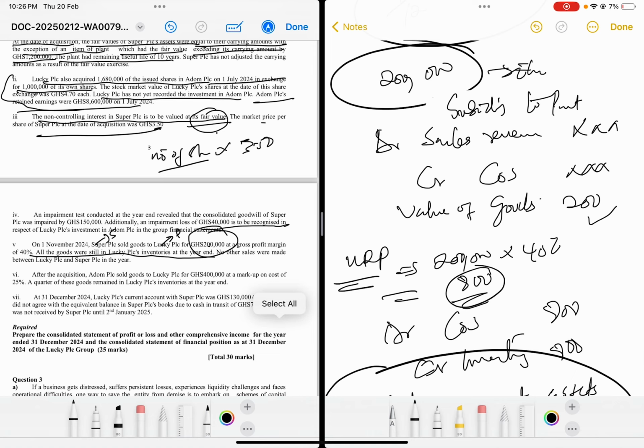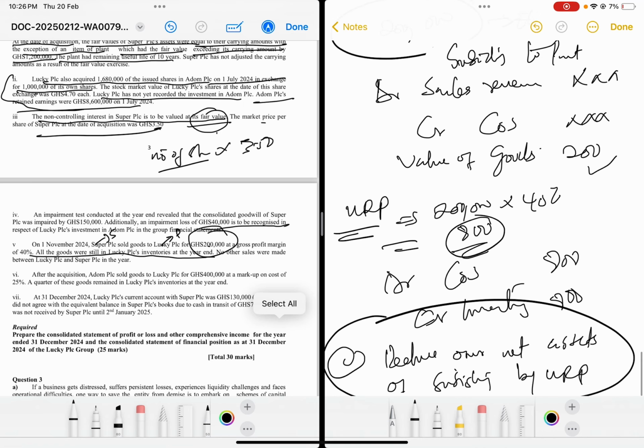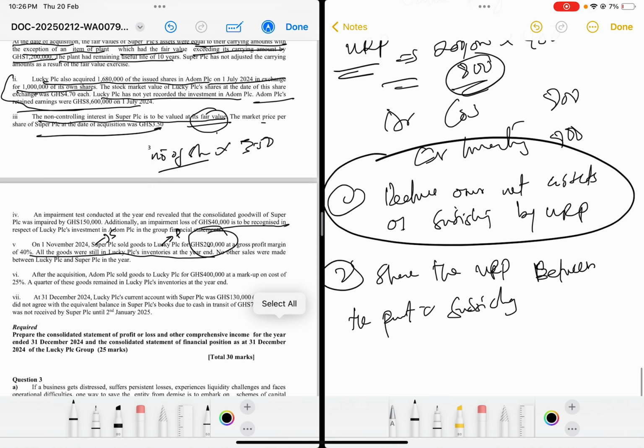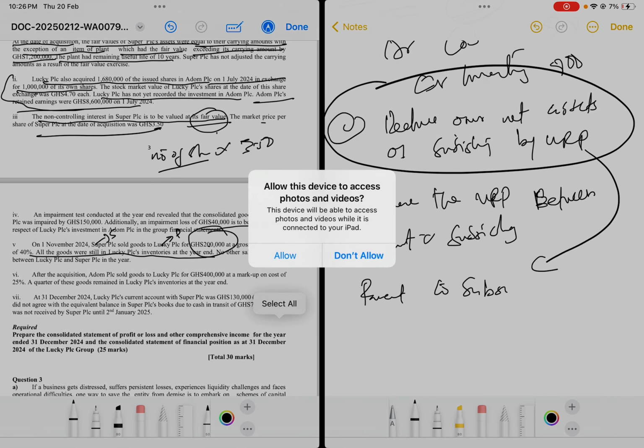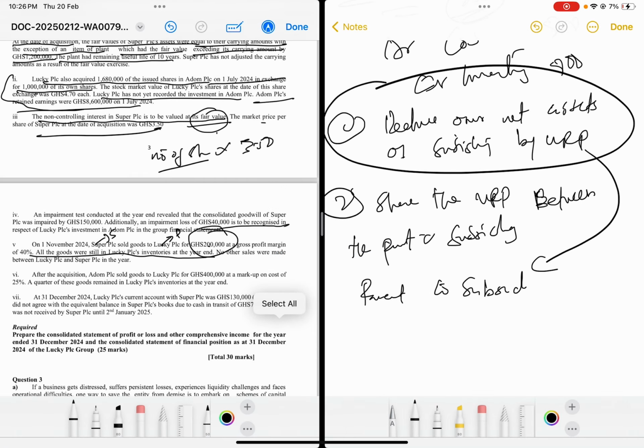You debit sales revenue, you debit cost of sales, you credit inventory, with the unrealized profit. But the only difference is that if it's from parent to subsidiary, what you do is that instead of reducing the last part, if it's from subsidiary to parent, you are reducing the net asset of the subsidiary by the unrealized profit.